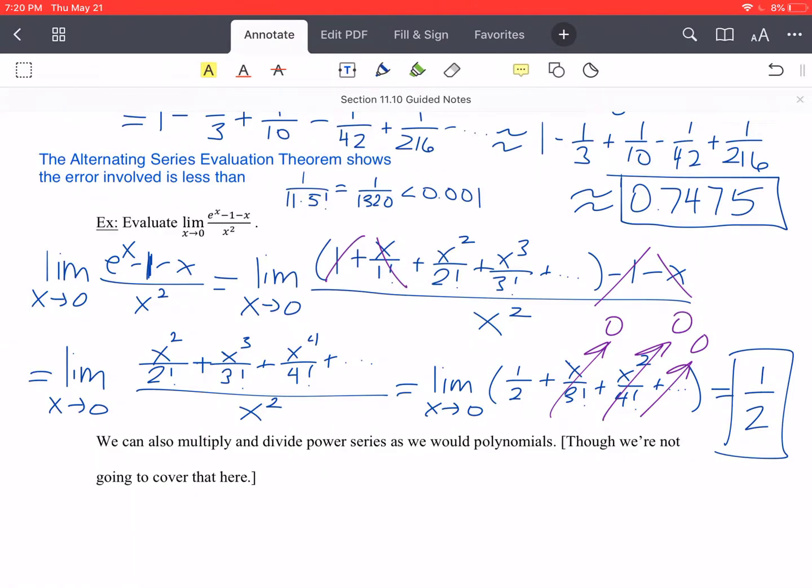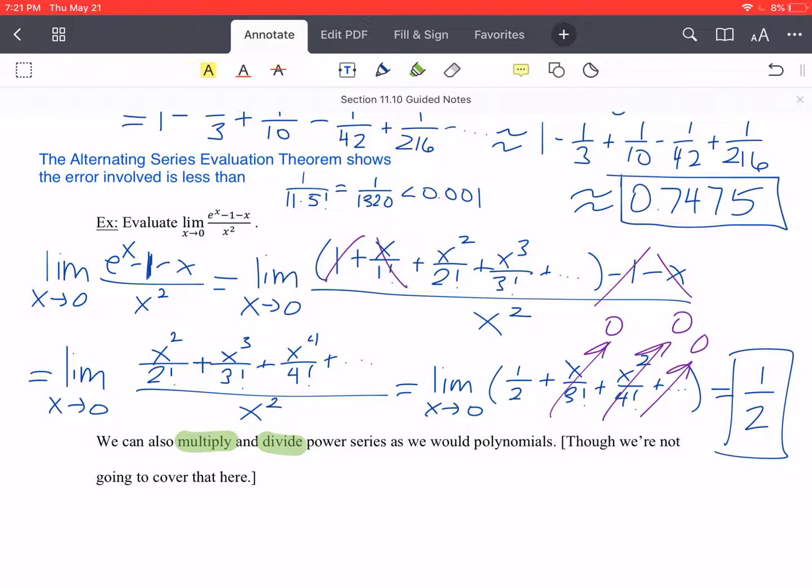Not to necessarily say that this would be easier or harder than using L'Hopital's rule, but just to show you that these series have way more uses than even just what we're covering in our brief time here in class. They have a lot of different uses, including even just finding limits. We can also multiply and divide power series as we would with polynomials, just going term by term, but for the sake of time, we're not going to do that in our class. But just know that that is something that we could do as well.